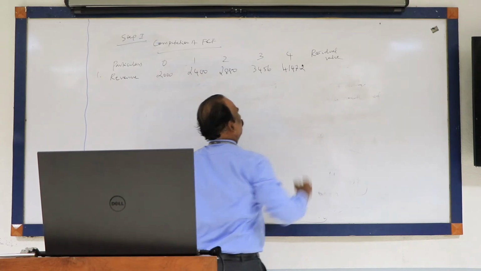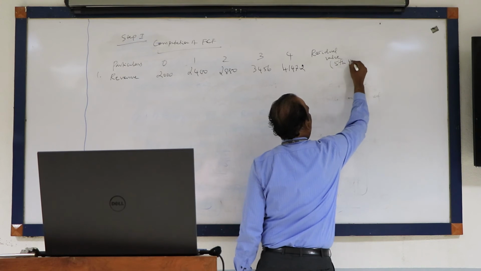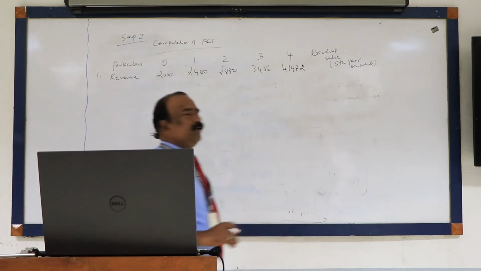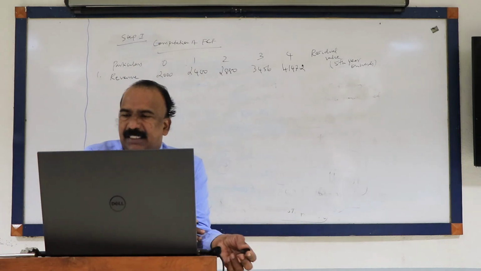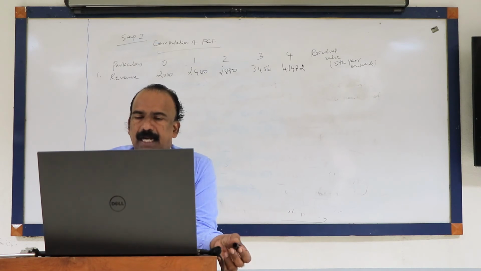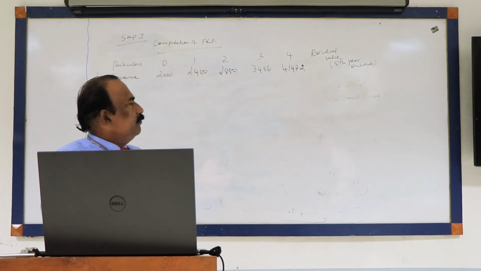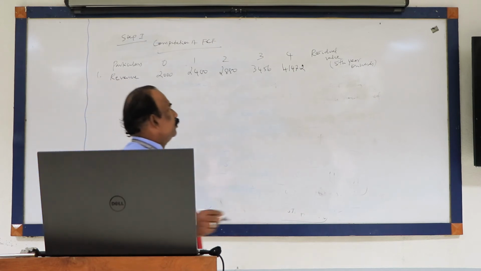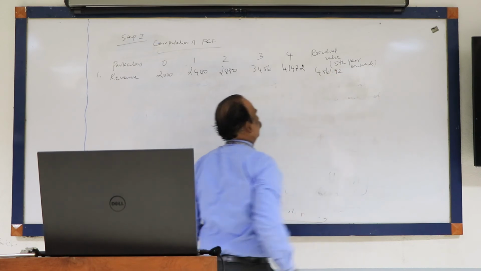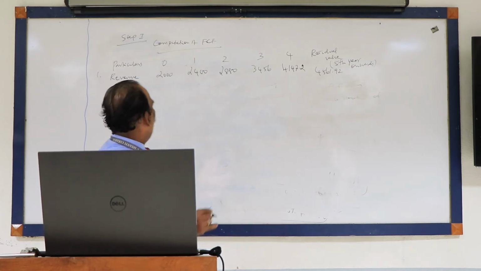Then fifth year onwards, residual value. Fifth year onwards, 4147.2 plus 10%, because it is increased by 10%. So add 10% to that. How much comes? 4561.92. Okay.